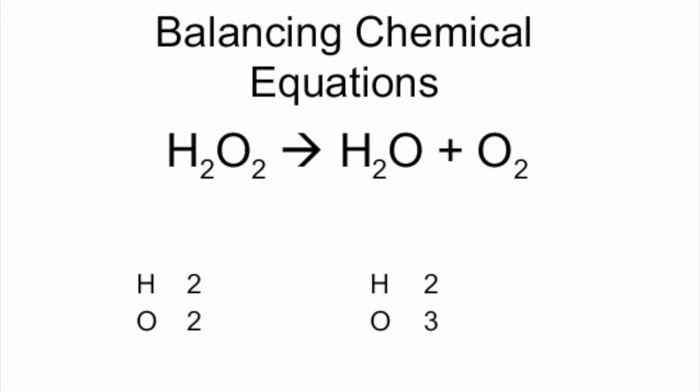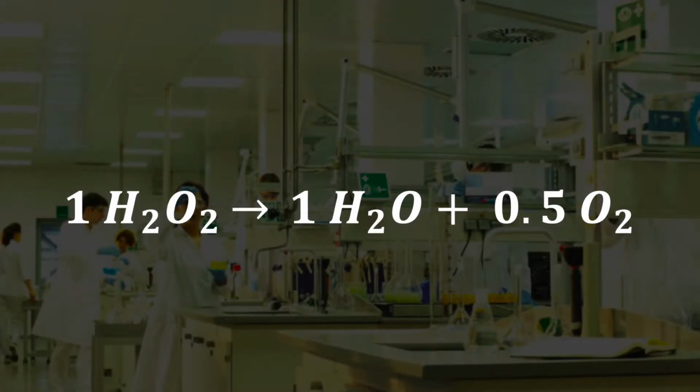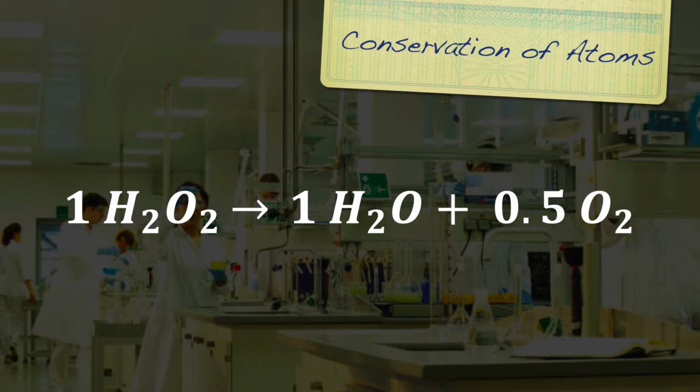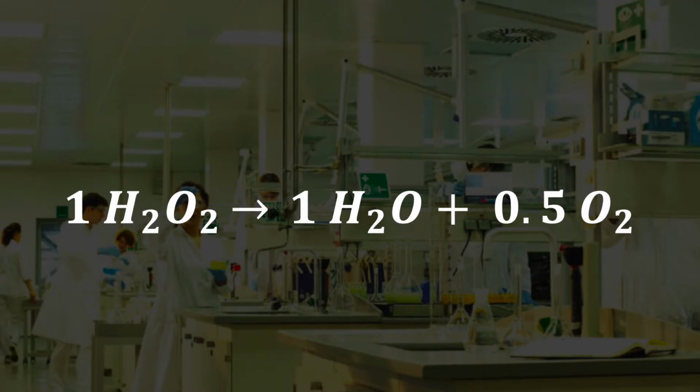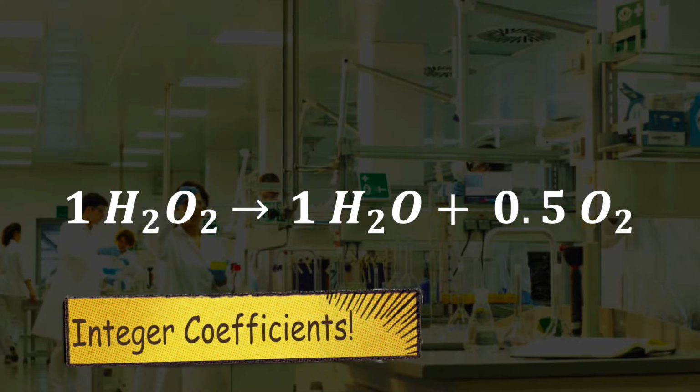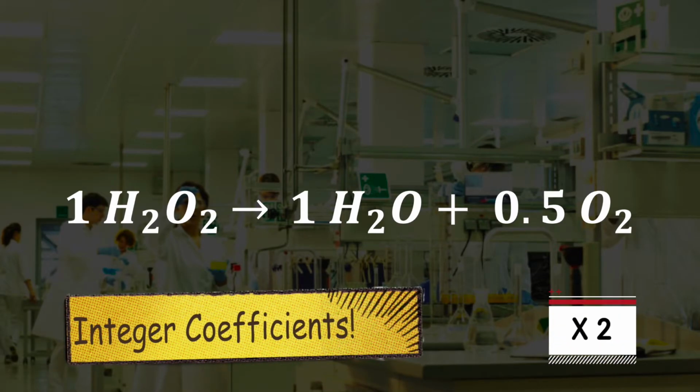But how can we fix that? Well, use stoichiometry. So let's put 1 in front of H2O2. And on the right, we have 1 water, H2O, no problem. But according to the conservation of atoms, we can only have 1 oxygen, 1 O here. So we put 0.5 in front of oxygen, and now we're almost there. In a balanced chemical reaction, we can only have integers as coefficients. So let's multiply both sides by 2.